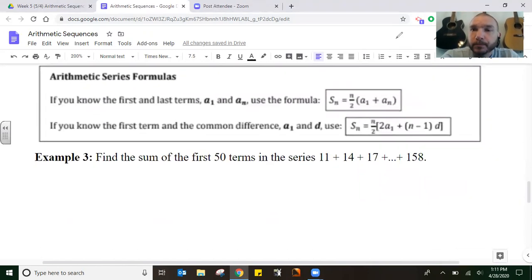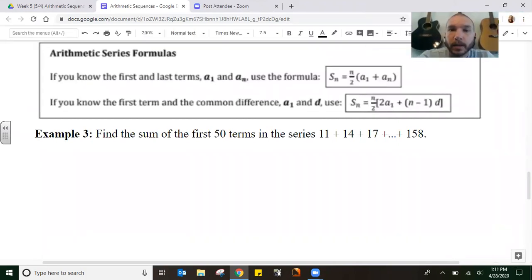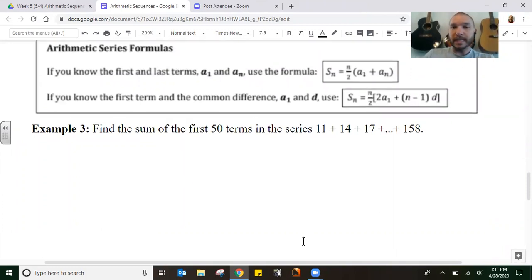Let's try one, shall we? Make a little bit more space for myself. There we go. Okay, so find the sum of the first 50 terms in the series 11 plus 14 plus 17 plus dot dot dot plus 158. So again, still this sequence and series kind of things. The series means them all added together. If this was a sequence, it would just be 11 comma 14 comma 17, so on. But because they're all being added together, then we know it's a series.